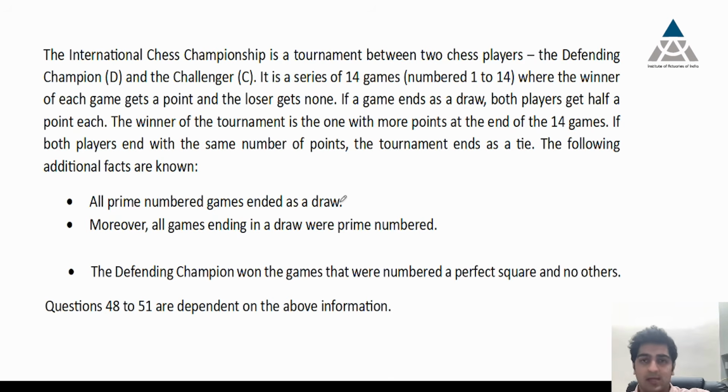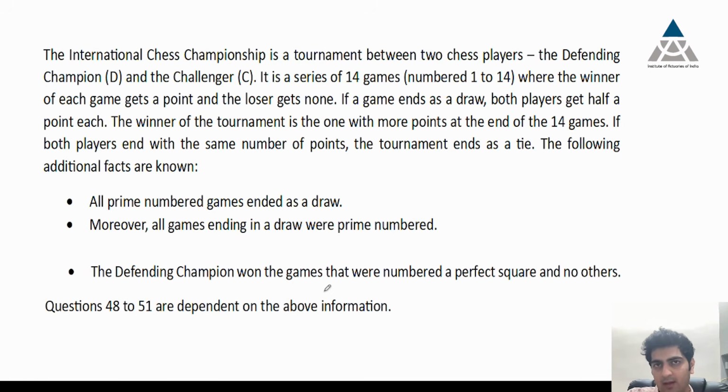So what are they trying to say? That prime numbered games ended as a draw. Also, there were no other draws. That is, all the draws that happened were prime numbered games. So all the non-prime numbered games had a result: either the defending champion won or the challenger won, but it had a result. And finally, the defending champion won the games that were numbered a perfect square and no others. So the defending champion won the games which were perfect square numbers.